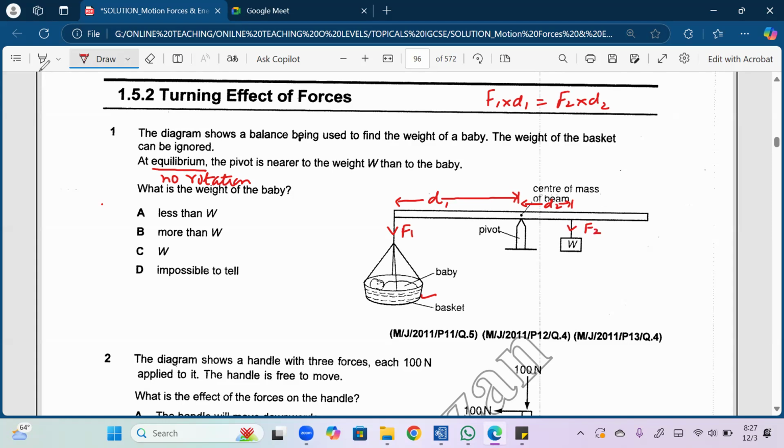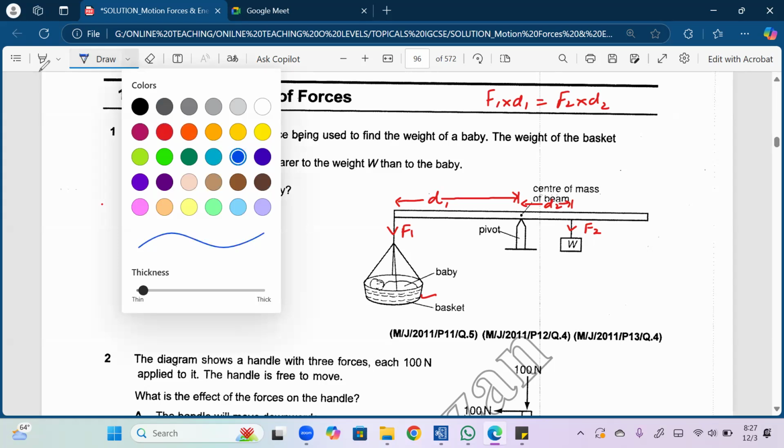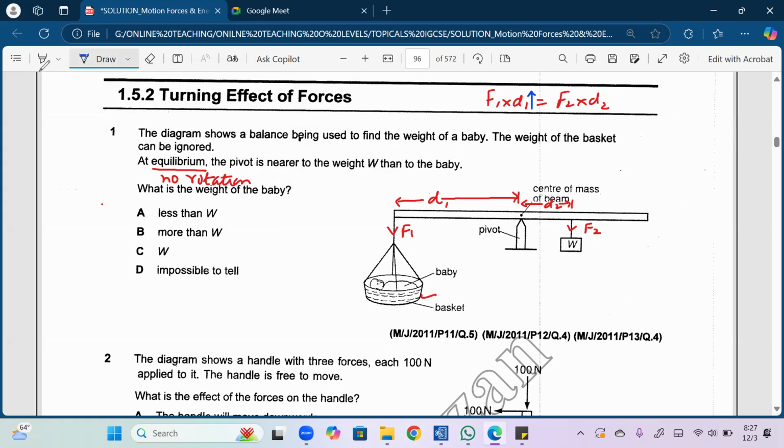Over here, if you see, the distance D2 is large, so F1 should be smaller. And the distance D1 is smaller, so F2 should be bigger. The examiner is asking: F2 is W, and F1 is the weight of the baby. Where W is bigger, the weight of the baby will be smaller. So the weight of the baby is less than W. The answer would be A.